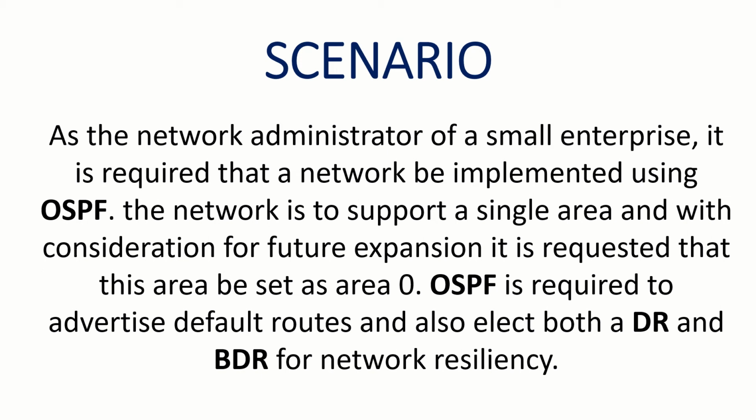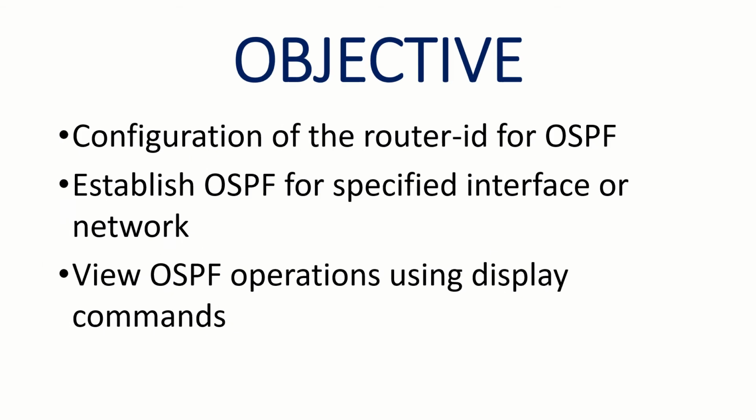So to achieve this particular task, it is assumed that you are a network administrator of a small enterprise, and it's required that a network be implemented using OSPF. The network is to support a single area, and with consideration for future expansion, it is requested that this area be set as Area 0. OSPF is required to advertise default routes and also elect both a DR, which is the designated router, and a BDR, which is the backup designated router, for network resiliency.